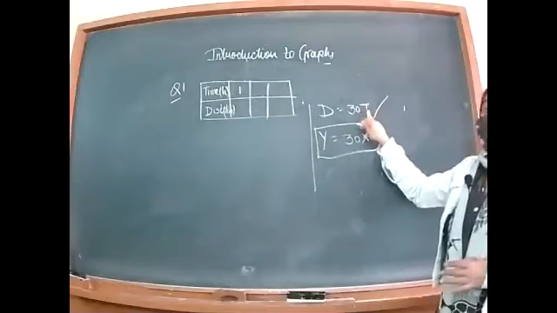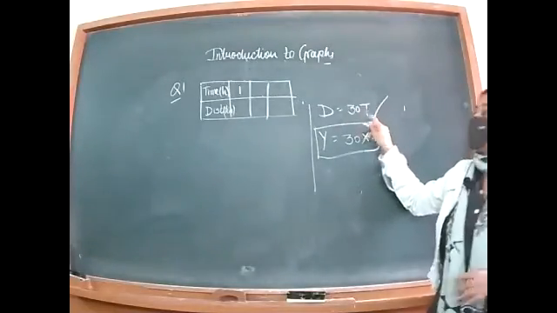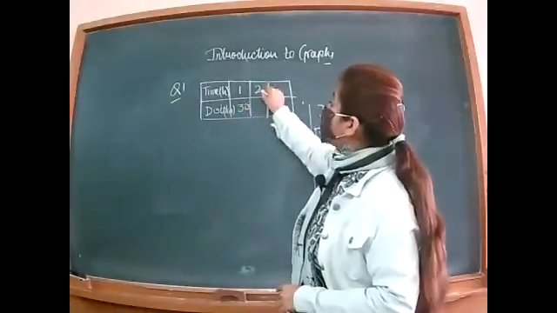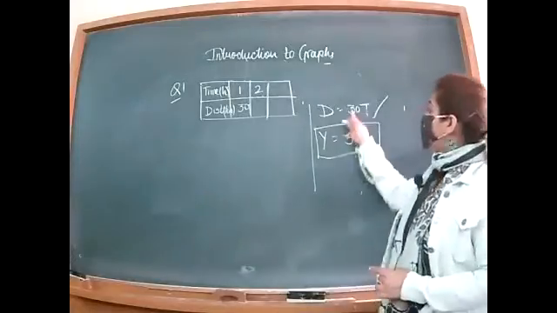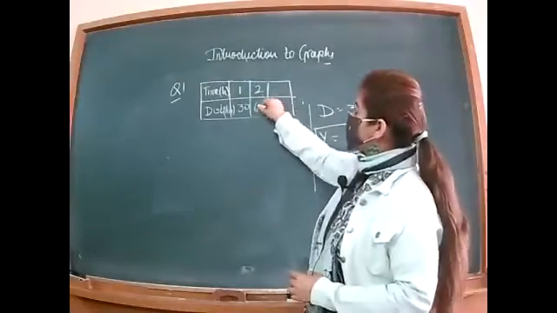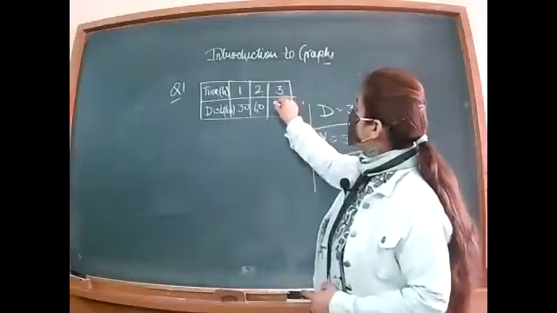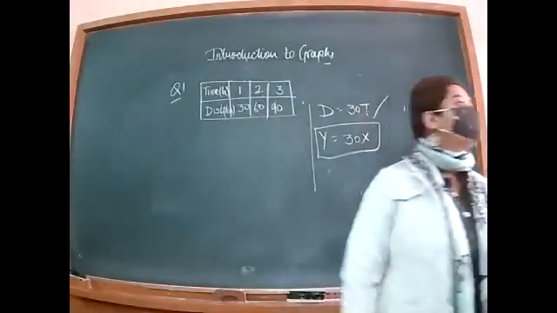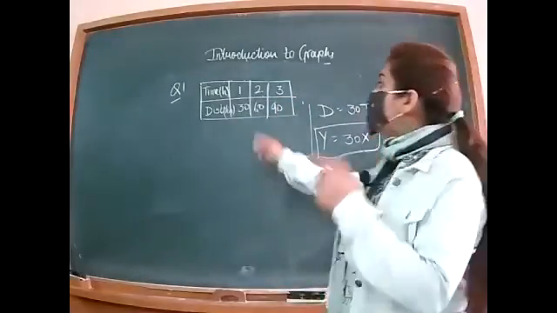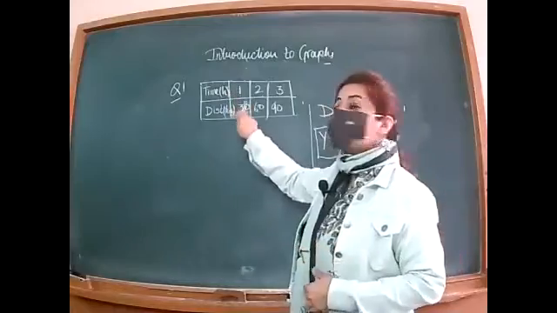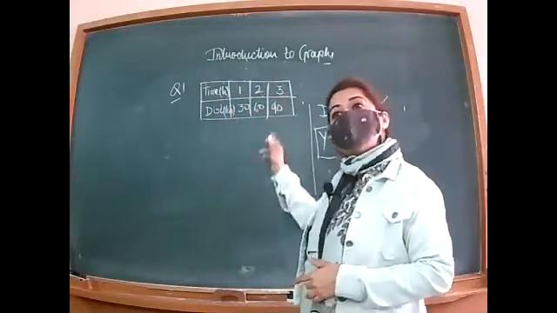So if you write t as 1, 30 into 1 will become 30. If you write time as 2 hours, 30 into 2 will become 60. If you write time as 3 hours, 30 into 3 will be 90. So you have got three different values. So you will plot 1 with 30, 2 with 60, and 3 with 90.